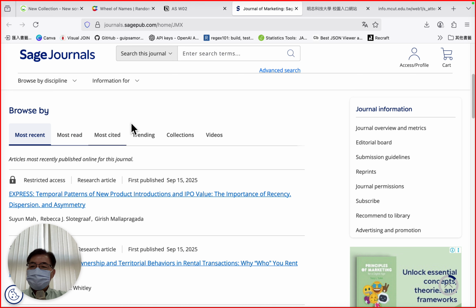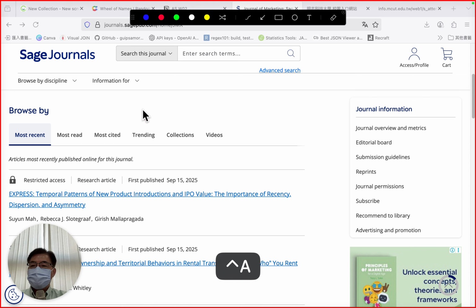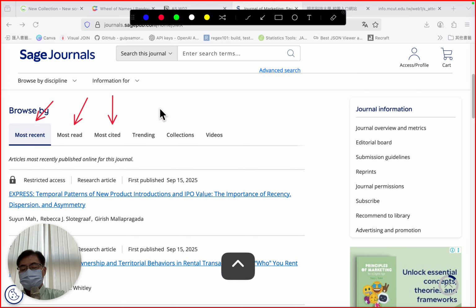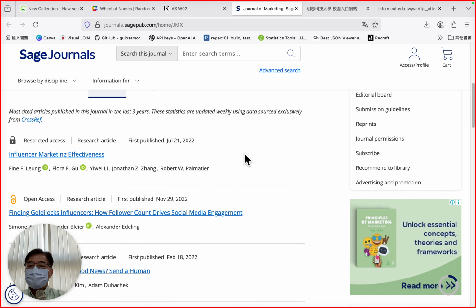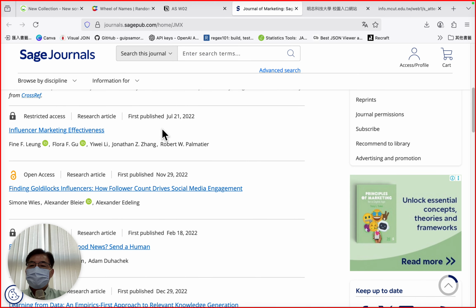You can have different tabs to take a look, for example, most recent articles, most read, most cited. For example, you can take most cited. The first one, published in 2022, the title was Influencer Marketing Effectiveness. Okay, the most cited article in this journal.